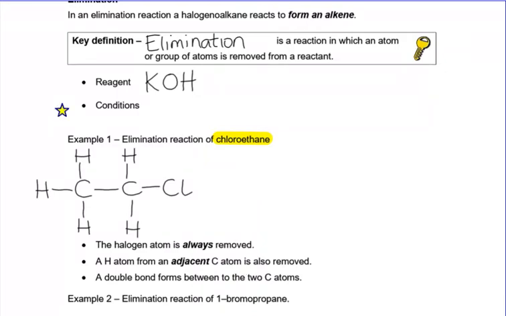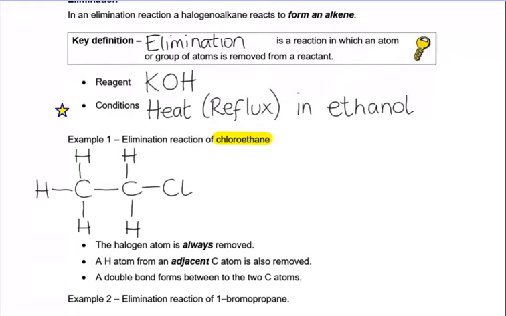We're going to be changing the conditions from those we used for nucleophilic substitution, and we're now going to be heating, and that might be by reflux, which is a technique used in organic chemistry to heat without loss due to evaporation, in ethanol as the solvent. So when we did nucleophilic substitution, we were using warm aqueous conditions. We're now using hot conditions, and we're in ethanol.